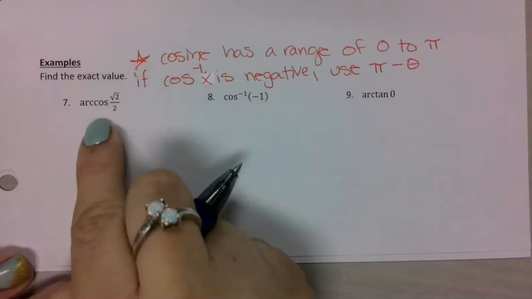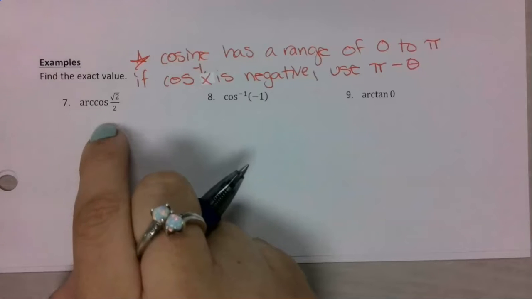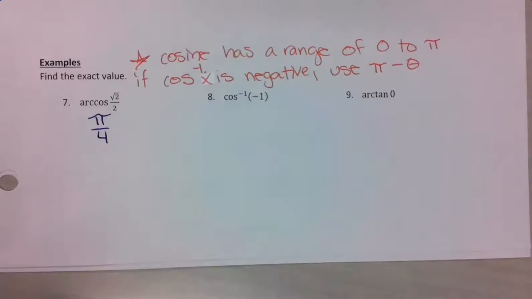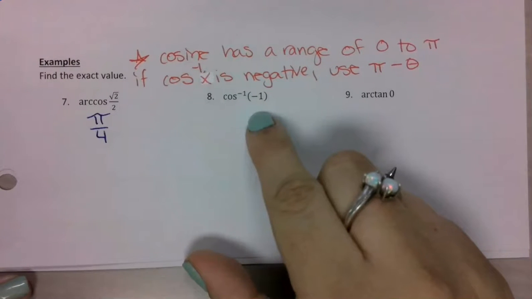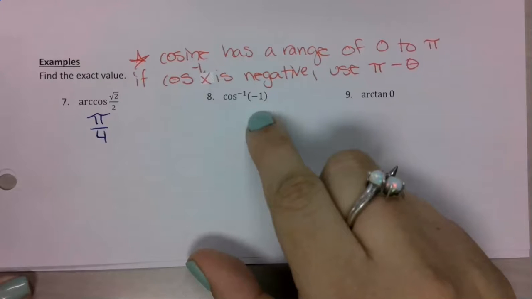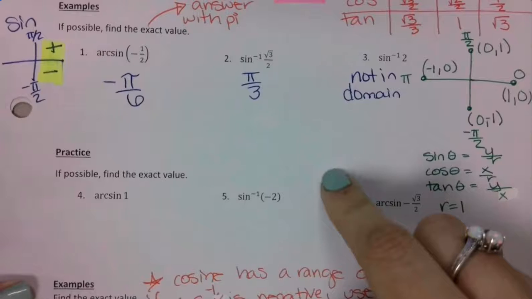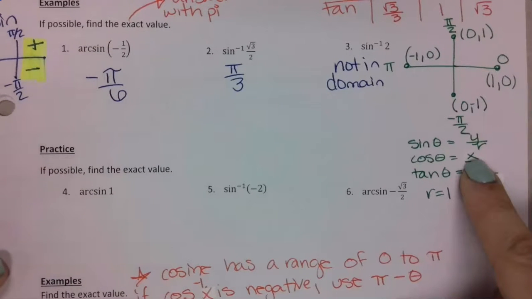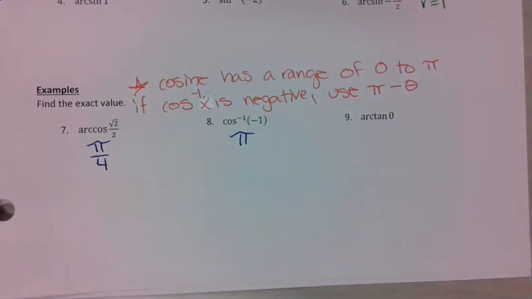Okay. So number 7, where is cosine square root of 2 over 2? And it's positive, so I don't need to worry about that. Cosine of negative 1. No, it's in the domain. So I want to use this green one. I'm looking for my x value to be negative 1, so that's pi. I know you said it. I was in the middle of explaining it. I couldn't stop my sentence.